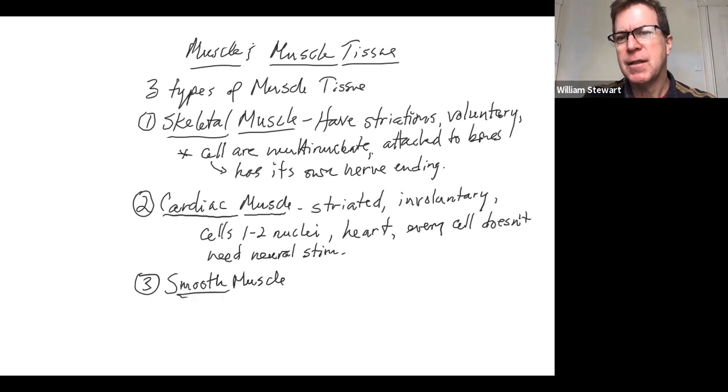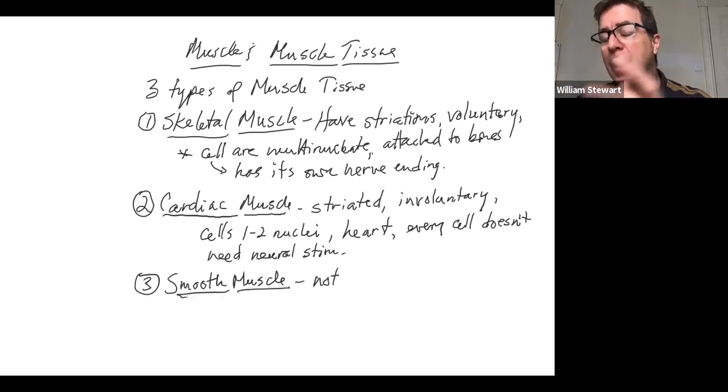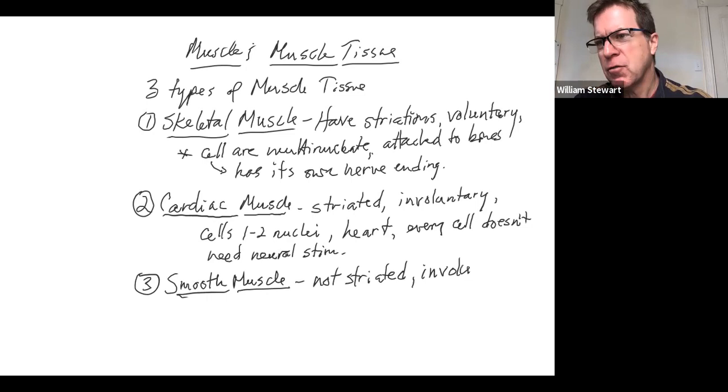And finally, the third type of muscle in the human body is smooth muscle. Smooth muscle gets its name because it is not striated. It does not have a banding pattern or stripes when we look at it under a microscope. It's also involuntary. We do not have conscious control over the contractions, which ultimately means it's regulated by the autonomic nervous system.